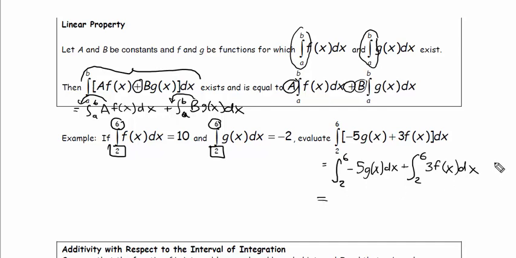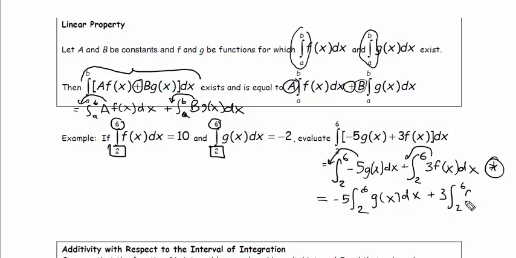Now, you don't have to write this step right here if you don't want to. That's perfectly fine if you skip this middle step. I just want to show you how I was splitting this up. Now I can bring the negative 5 in front using the homogeneous property and the 3 in front using the homogeneous property. So negative 5 integral from 2 to 6 of g of x dx plus 3 integral from 2 to 6 of f of x dx.